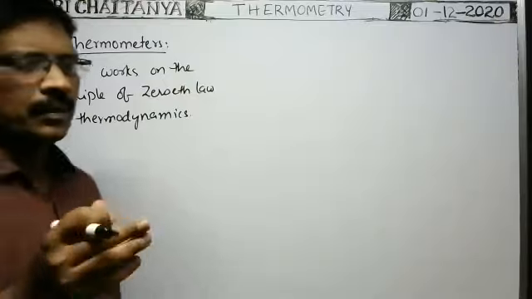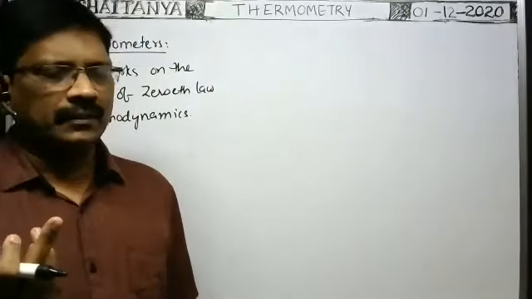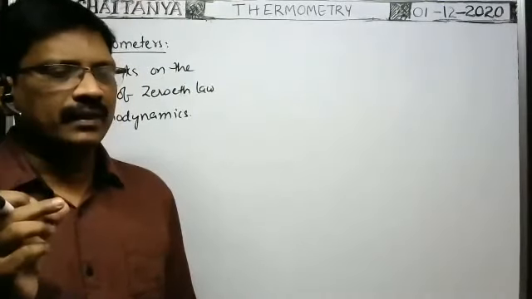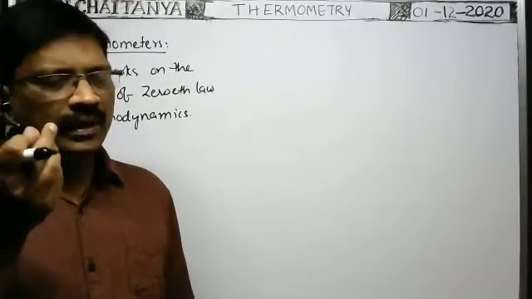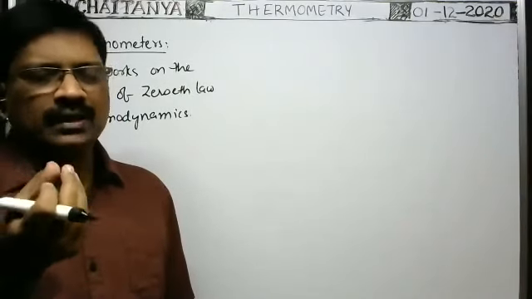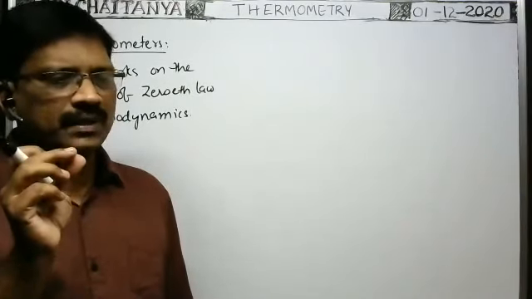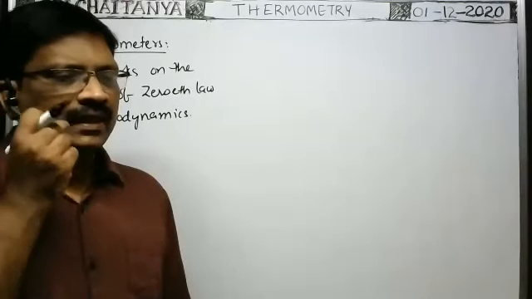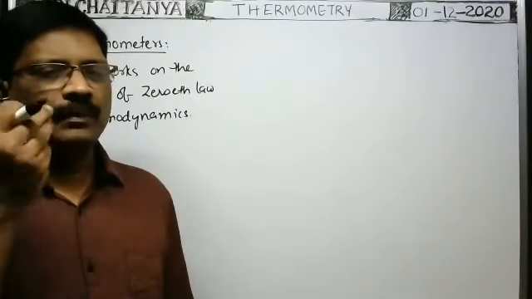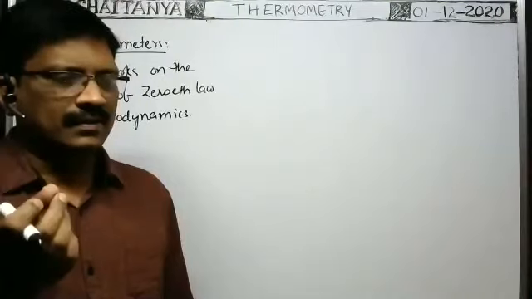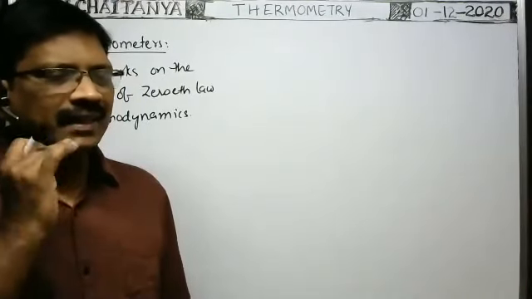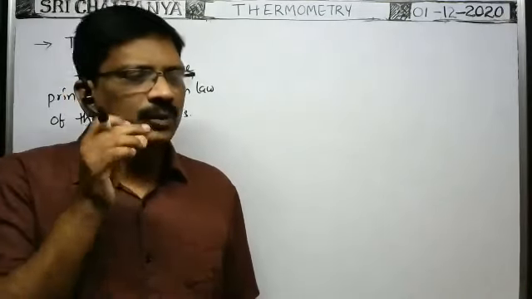Suppose you know the mercury thermometer. In the mercury thermometer, there is a bulb at the bottom, the mercury bulb. When you keep the mercury bulb in contact with our body, the temperature of our body is more and the temperature of the mercury in the thermometer is less. That's why there is a net transfer of heat energy from our body to the mercury.